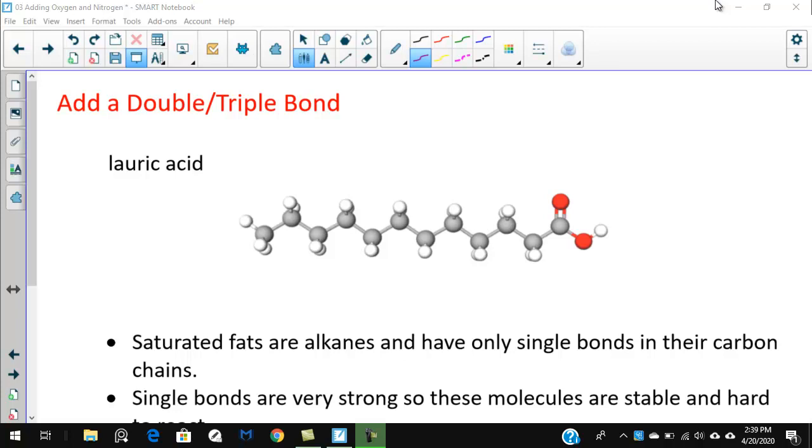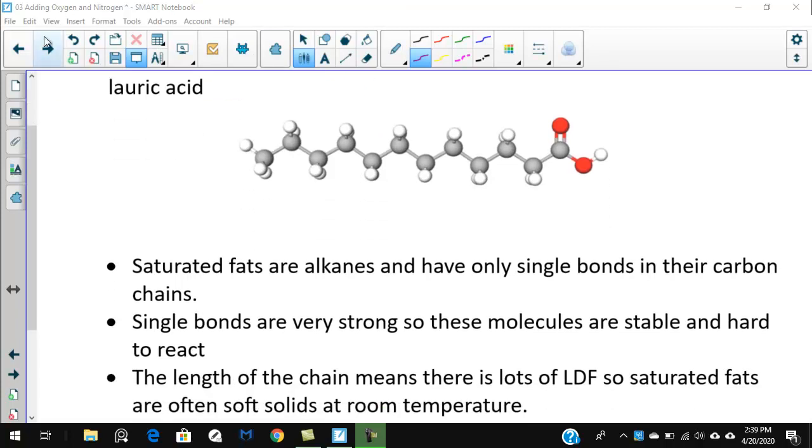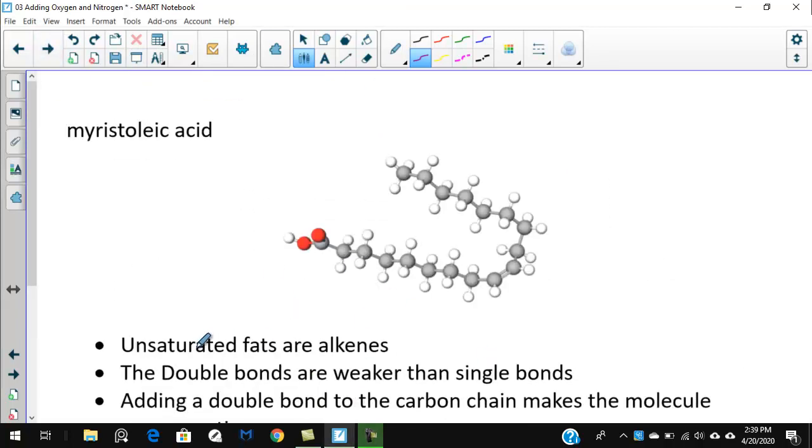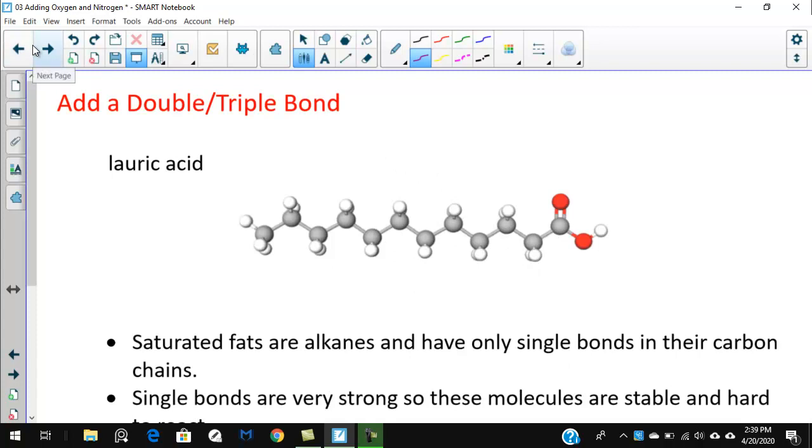Both of those kinds of molecules are, one is an alkane, saturated fats. They're alkanes, and they only have single bonds in their carbon chains. The other one, unsaturated fats, we'll look at in a minute, they are things that have at least one double bond in their carbon chains. So we often classify the fats that we eat by whether they're saturated or unsaturated, and let's take a look at what that really means.